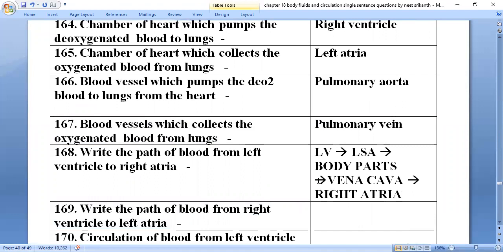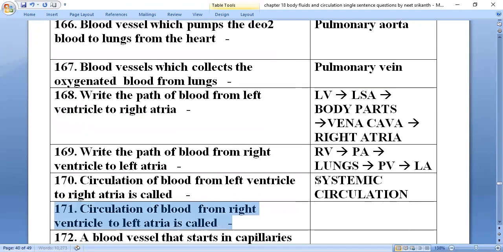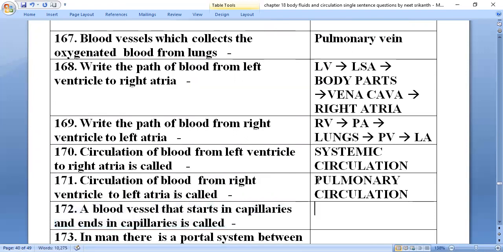Then write the path of blood from right ventricle: right ventricle, pulmonary aorta, lungs, pulmonary vein, then left atria. Circulation of the blood from left ventricle to right atria is called systemic circulation because it is related to the body parts. Right ventricle to left atria is called pulmonary circulation because it is related to the lungs.